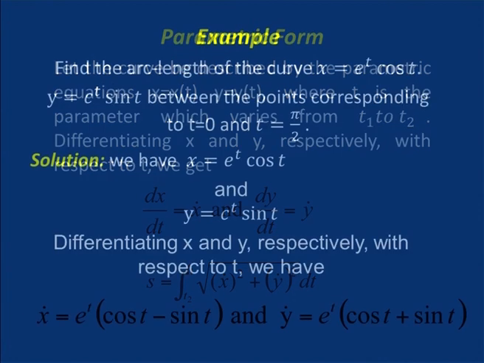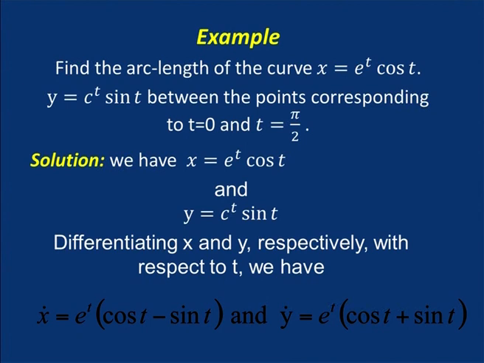For example, find the arc length of the curve x is equal to e to the power t cos t, y is equal to e to the power t sin t, between the points corresponding to t is equal to 0 to t is equal to pi by 2. We have x is equal to e to the power t cos t and y is equal to e to the power t sin t.